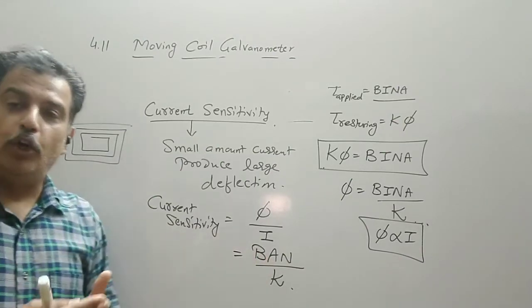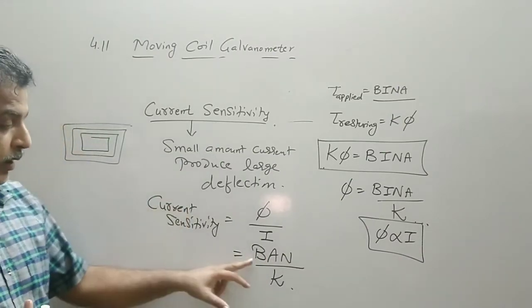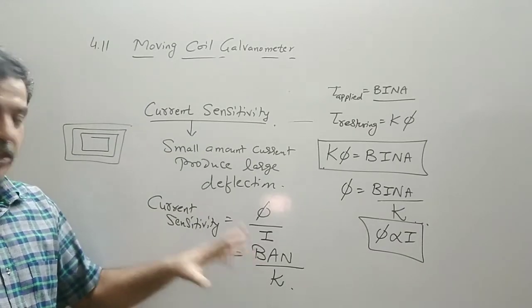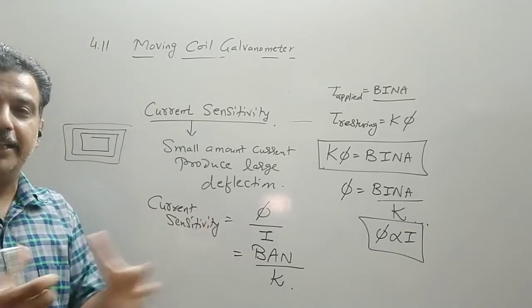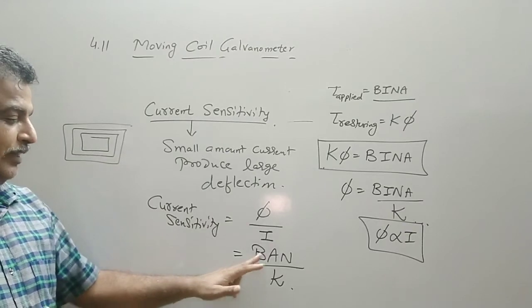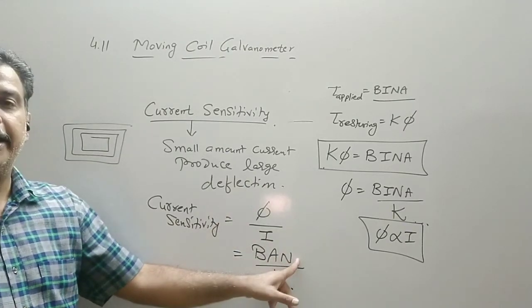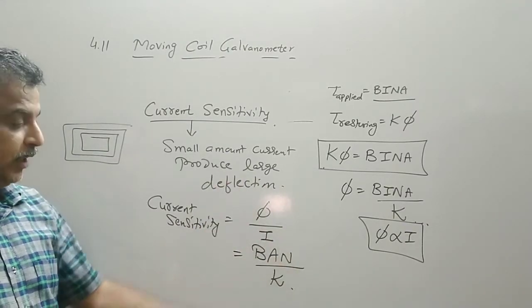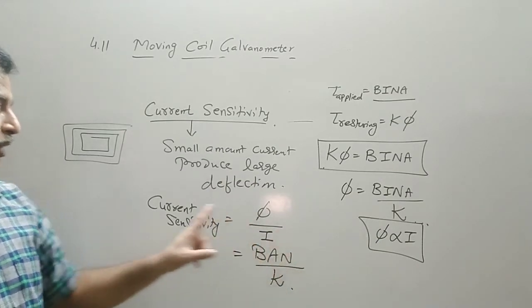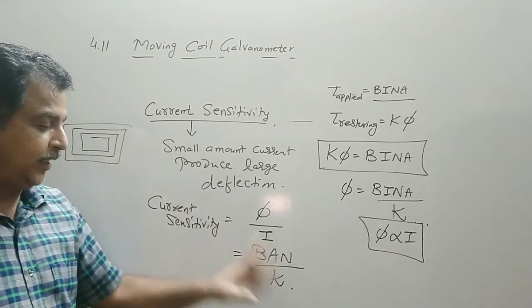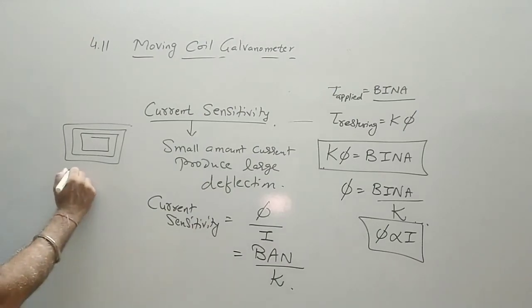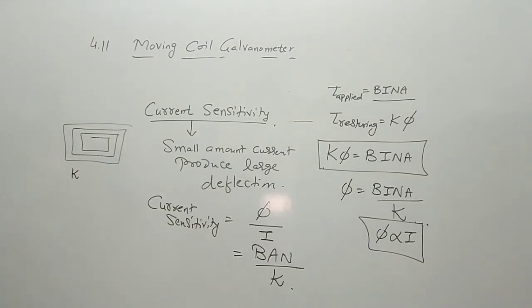B, again, if you want a larger value of magnetic field, the magnet should be large. Again, not feasible. So one easy way is to increase the number of turns. If you increase the number of turns, the current sensitivity will increase. K should be small. Now K is a torsional constant.